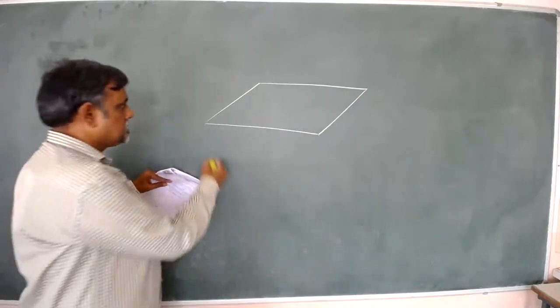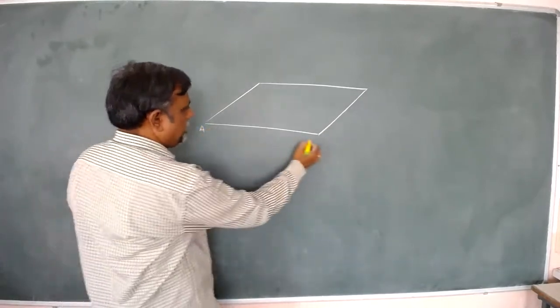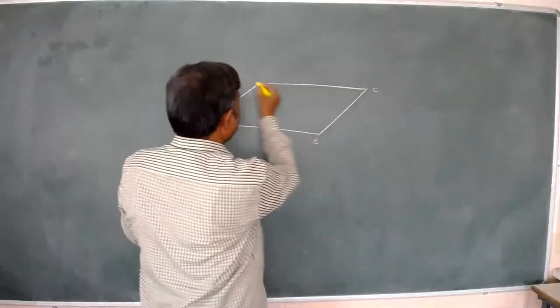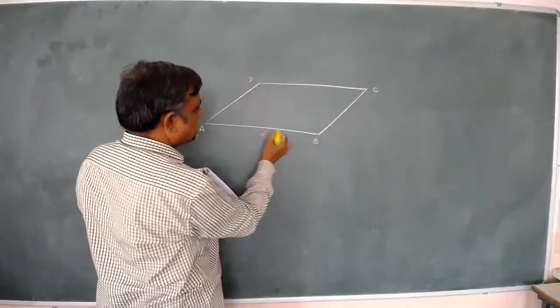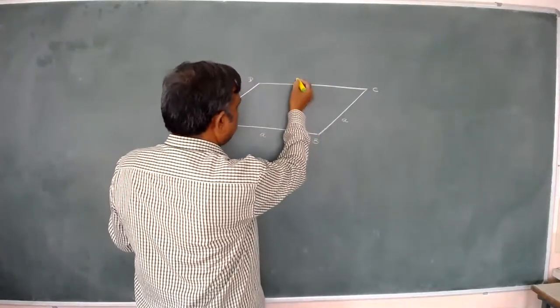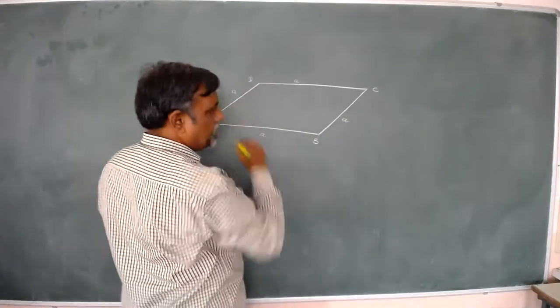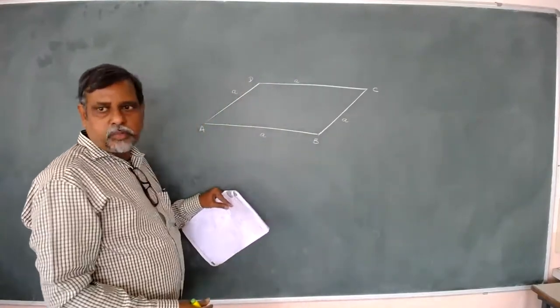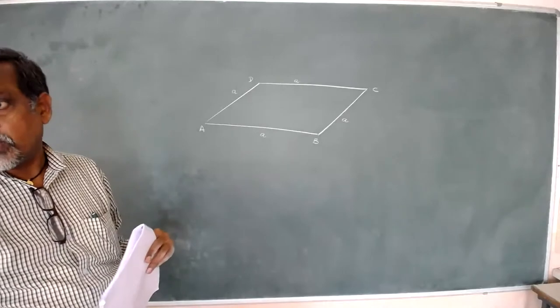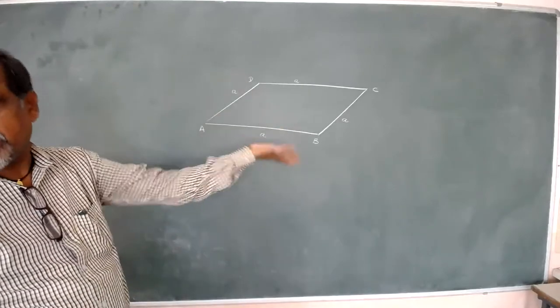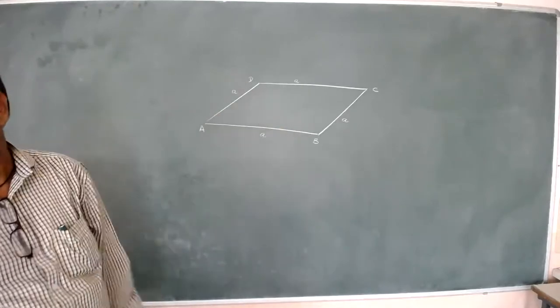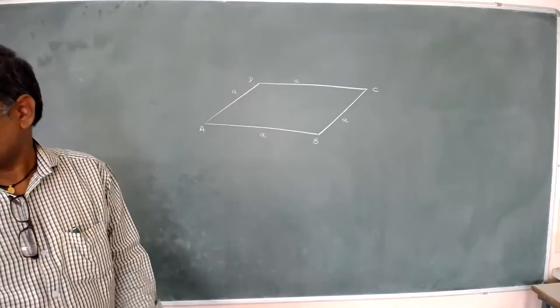I am taking the square like this, horizontal. This is the square: this is A, this is B, this is C, and this is D. Side length is A, side length is A, side length is A, side length is A. Don't say that it is a rhombus or parallelogram. This is a square only, I have taken it horizontally.